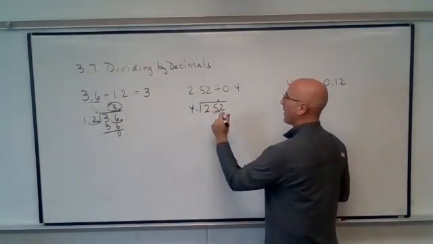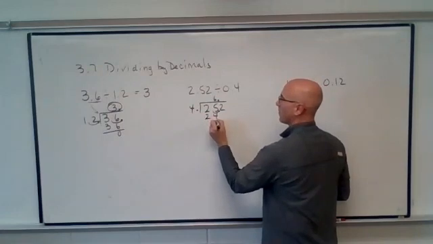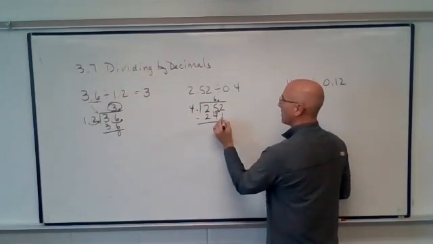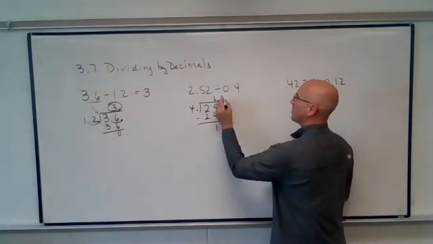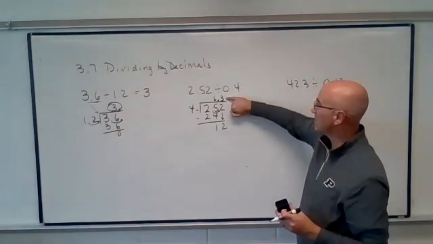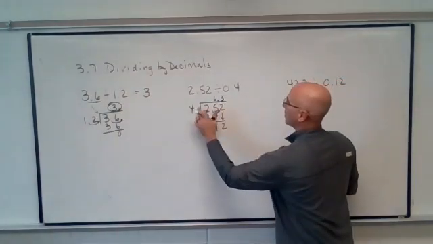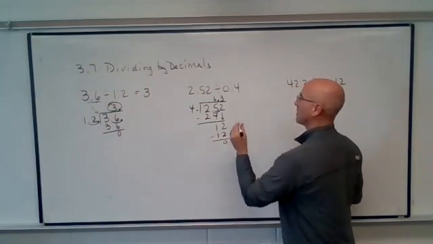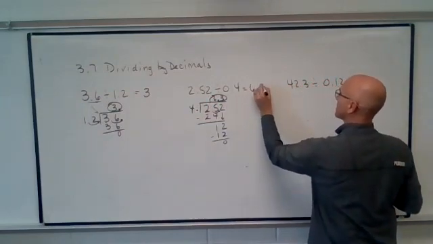4 goes into 25 6 times. 6 times 4 is 24. We subtract, and then we bring down this next number. 4 goes into 12 3 times. So see how I kept the digits of my quotient directly above the digit I'm dealing with. 3 times 4 is 12. We subtract and we get 0. That means we're done. So our answer is 6 and 3/10.